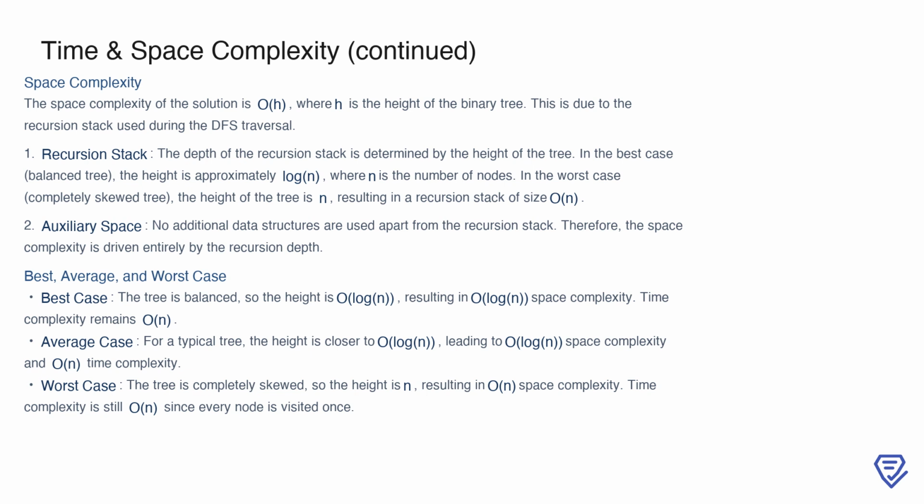The space complexity of this solution is O(h), where h is the height of the binary tree. This is due to the recursion stack that is created during the DFS traversal. The depth of the stack corresponds to the height of the tree.